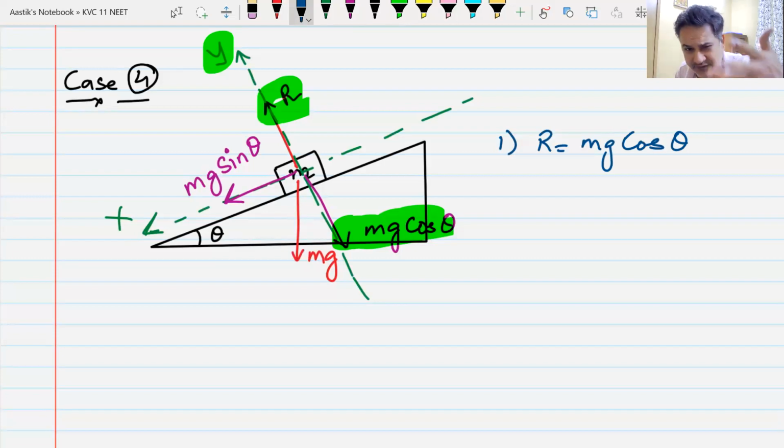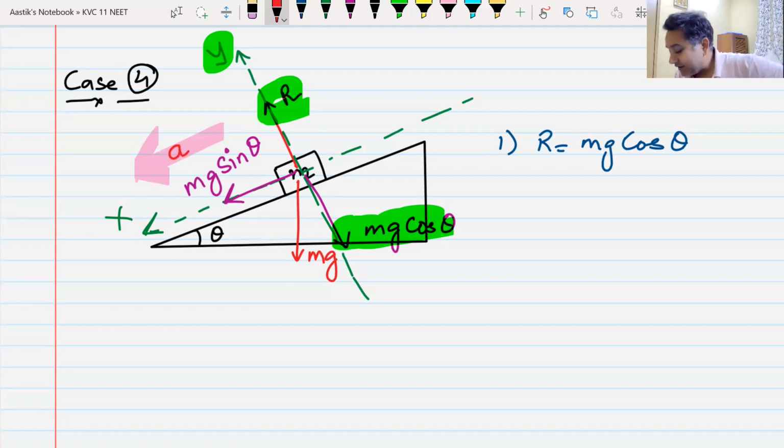Now also just apply some common sense and tell me in which direction it will move. Will it move upwards or downwards? A block kept on an inclined plane like this, where will it move? The only place it can move is downwards. Yes or no? Let us call the acceleration a.